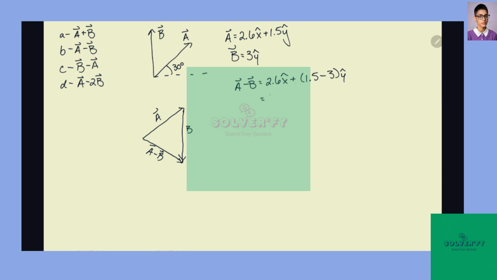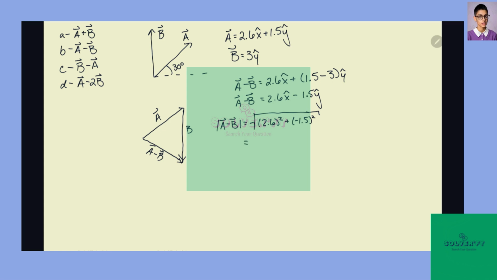So putting that together, we have that the vector A minus B in component form is going to be 2.6 x hat minus 1.5 y hat. Now we are going to find the magnitude and direction in the same way. So the magnitude of A minus B is just the square root of 2.6 squared plus negative 1.5 squared. Do keep in mind that when you square a negative, the negative sign goes away.